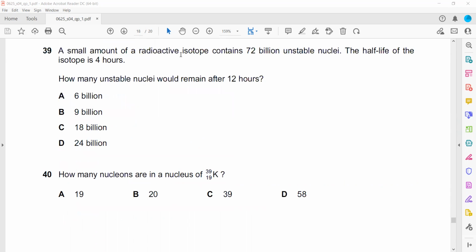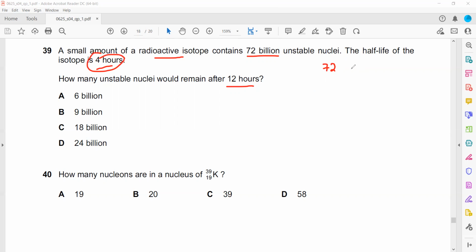In question 39, a small amount of radioactive isotope contains 72 billion unstable nuclei. The half-life is 4 hours. How many unstable nuclei would remain after 12 hours? So in the beginning, we have 72 billion unstable nuclei. Then, what is the half-life in the question? They mention the half-life is 4 hours.